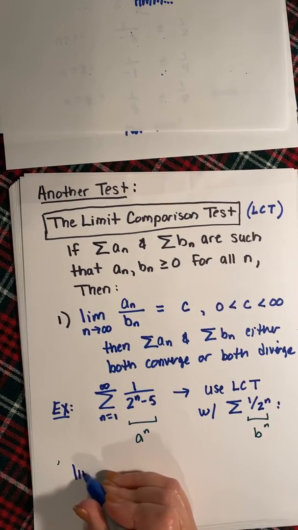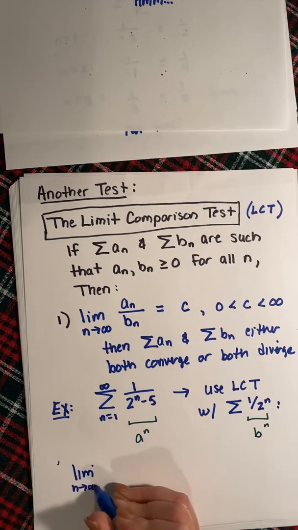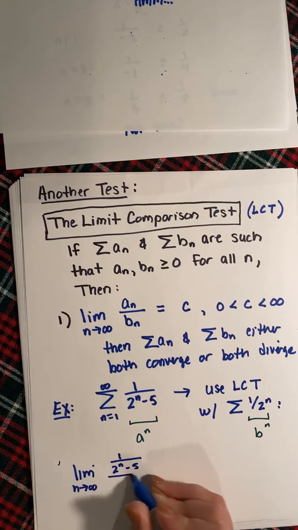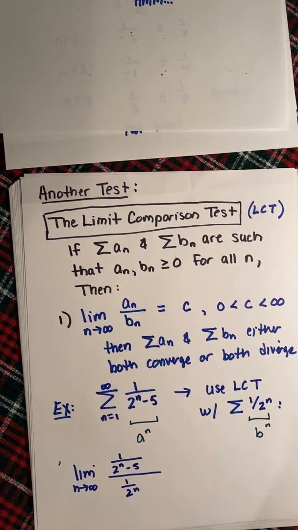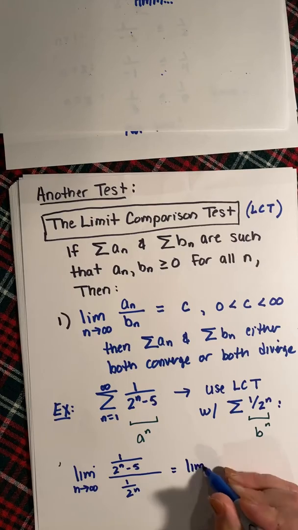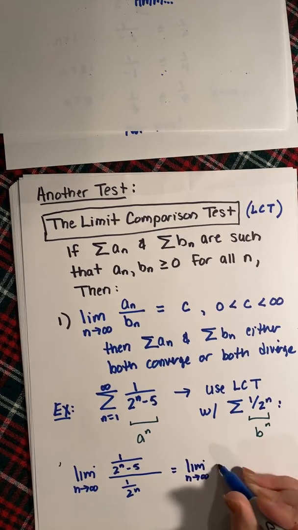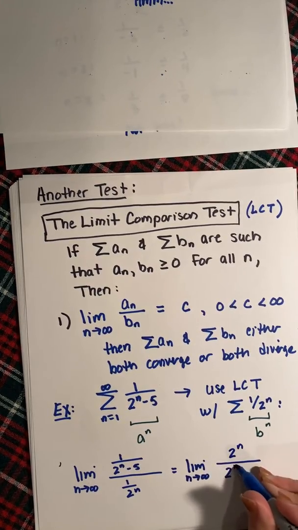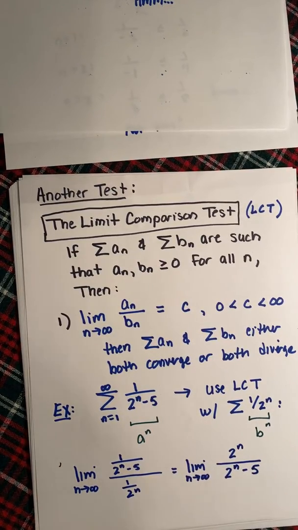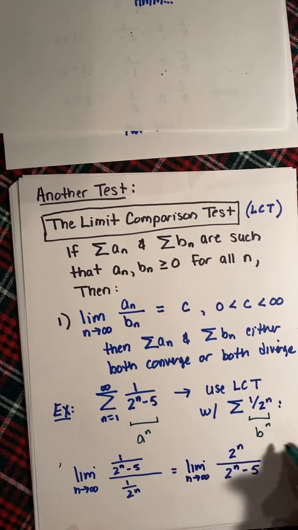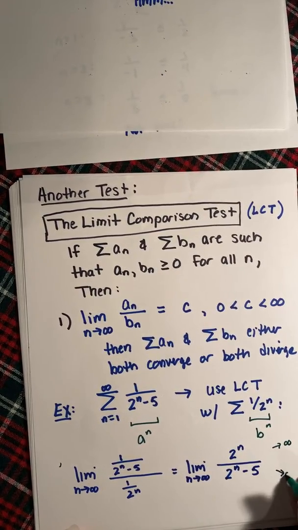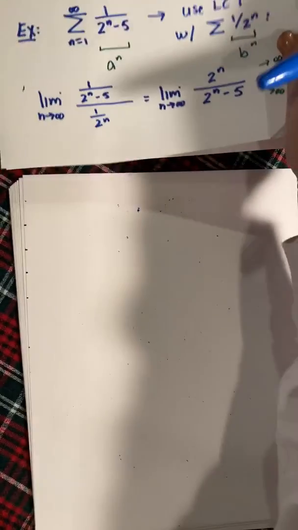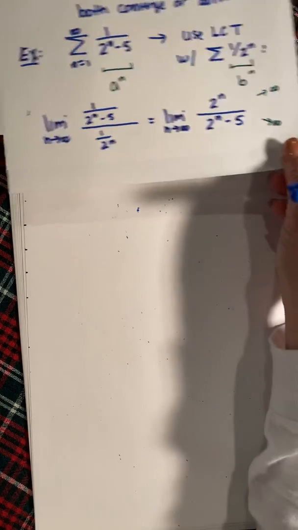And we're going to calculate the limit as n goes to infinity of 1 over 2 to the n minus 5 all over 1 over 2 to the n. And we just do our algebra here and clean this up. We don't like fractions and fractions. So dividing by a fraction is the same as multiplying by its reciprocal. All right, so this limit gives me, when I plug in infinity, infinity over infinity. So L'Hopital's rule kicks in here, and I can use L'Hopital's rule to calculate this limit.